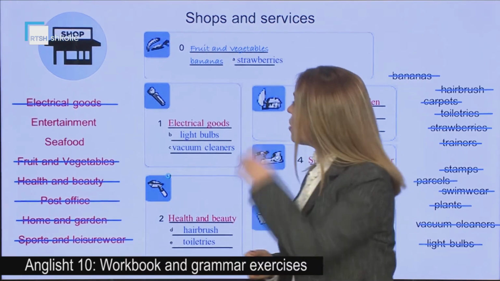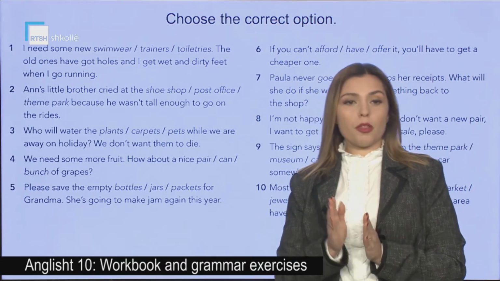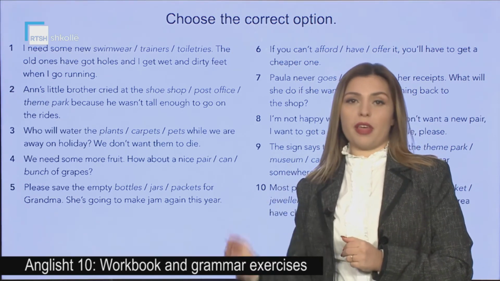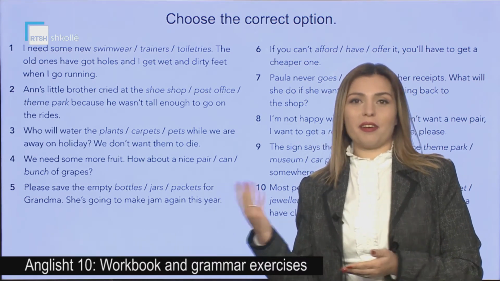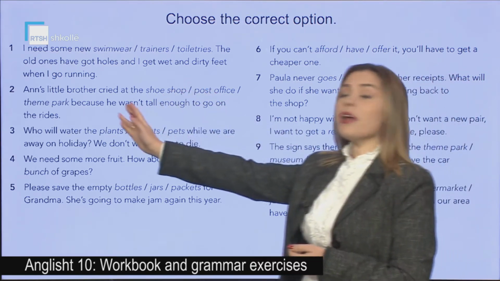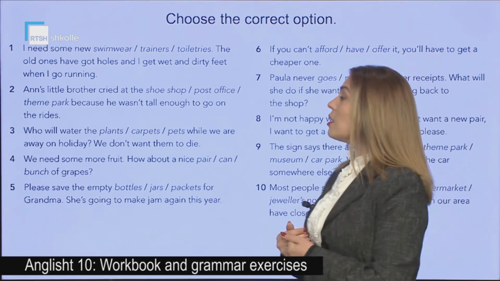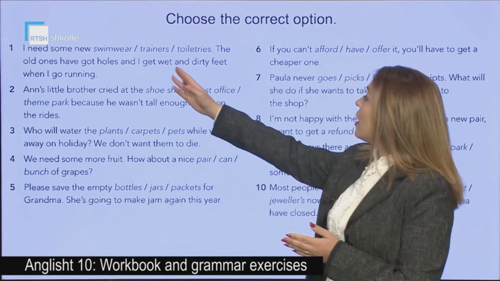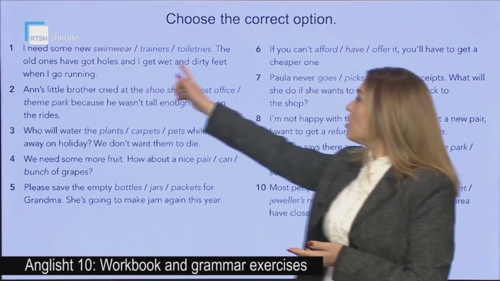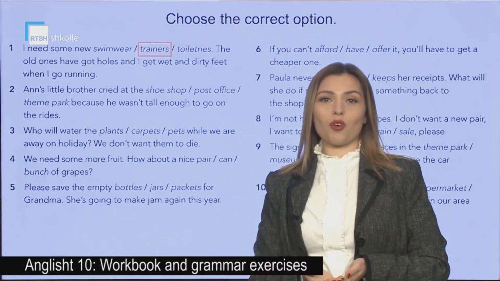Okay, let's move on with another activity. We need to choose now between the three alternatives. Read the sentence until the end. The answer is there. Number one: I need some swimwear, some trainers, or some toiletries. The old ones have got holes, and I get wet and dirty feet when I go running. So what has to do with the feet, of course? These are the trainers.